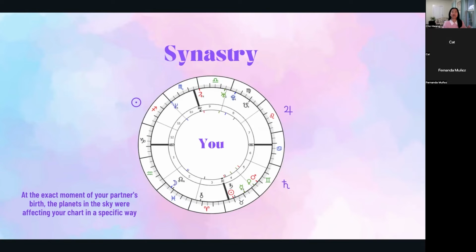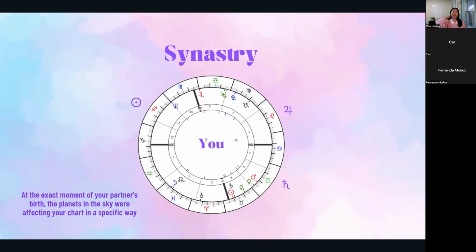Now, this applies even if you were the one born first, which is kind of a mind boggle to think about. But even if you were born first, your partner or sibling or parents' cosmic energies would affect your chart in a specific way because of the planets and placements that they have. So just understand that synastry is the understanding that at the moment of your partner's birth, the planets in the sky were affecting your chart in a specific way.